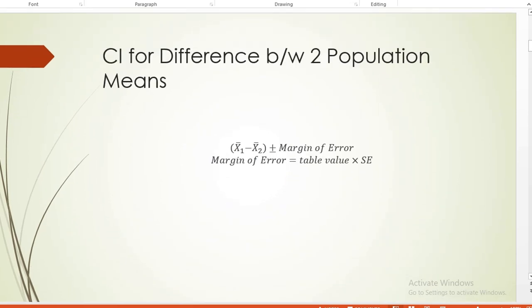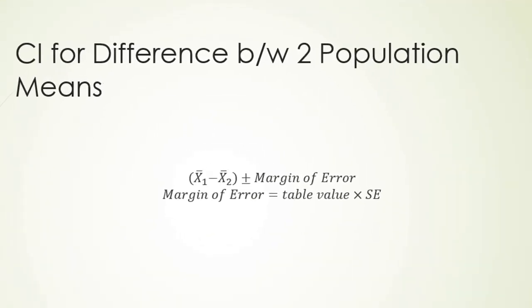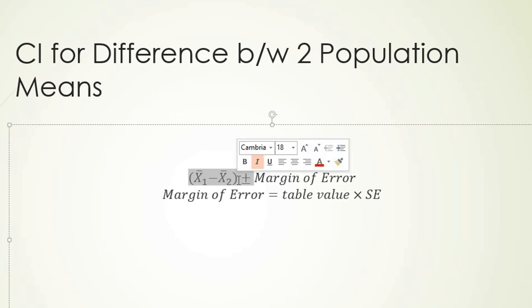Coming to the new lecture, confidence interval for the difference between two population means. Here is the general formula: x bar 1 minus x bar 2 plus or minus margin of error. Here x bar 1 minus x bar 2 is the point estimate of the difference between two population means. Let's suppose x bar 1 is taken from the population that has a mean of mu 1, and x bar 2 is taken from the population which has mean mu 2. So x bar 1 minus x bar 2 is the point estimate of the difference between two population means, that is mu 1 minus mu 2.